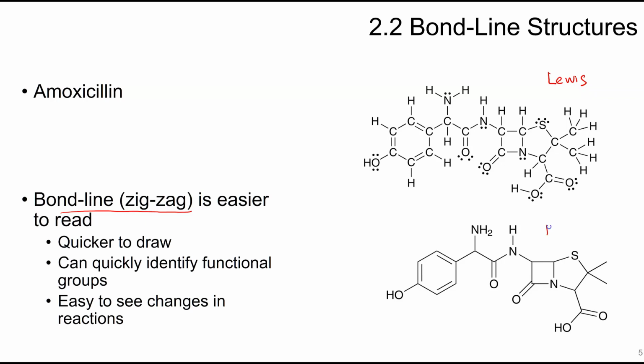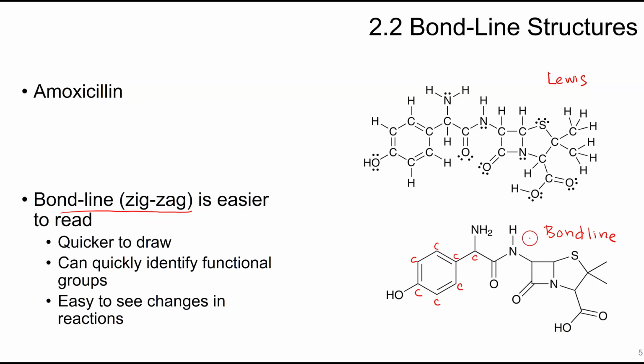So this is the Lewis structure of amoxicillin. This is the bond line version. What you don't see here are all of the carbons drawn out as C's, and we don't see the hydrogens if they're on carbons. So each point here represents a carbon, and then the number of hydrogens that are supposed to be on there are what is inferred.